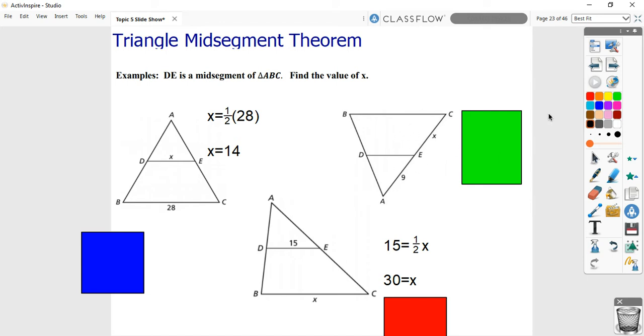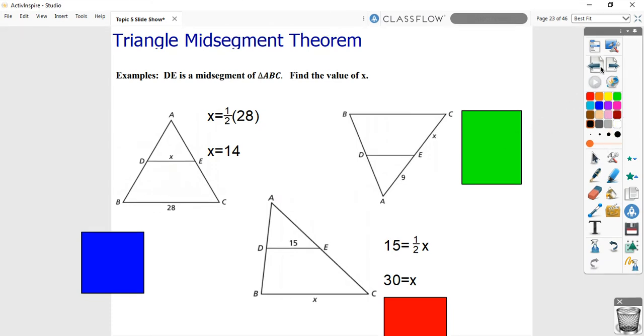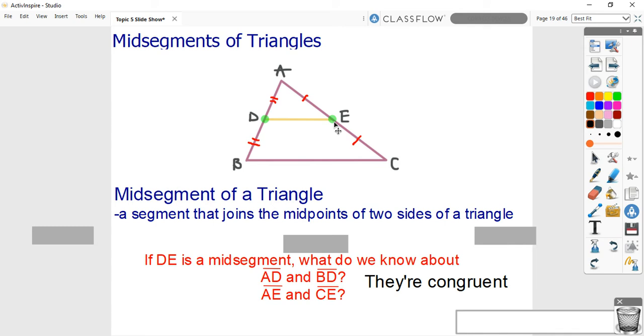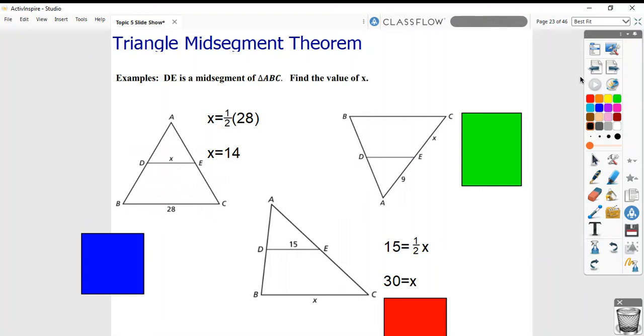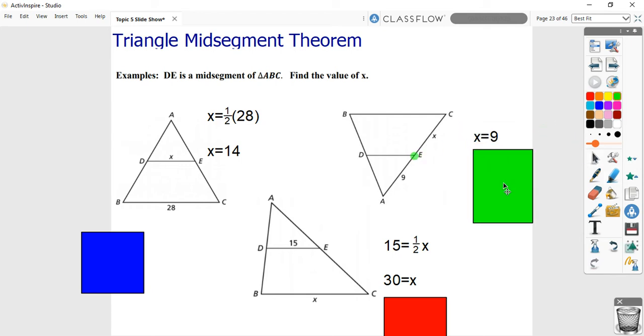This last one right here actually doesn't use that theorem. We actually need to know, what is a mid-segment? According to way back at the beginning of these notes, the mid-segment connects the two midpoints on the side of a triangle. So when we look at a picture like this, we have to recognize that E right here is a midpoint. So if this side is 9, then we have to also recognize that this side is the same thing, because that's the definition of a midpoint. X in this case is also equal to 9.